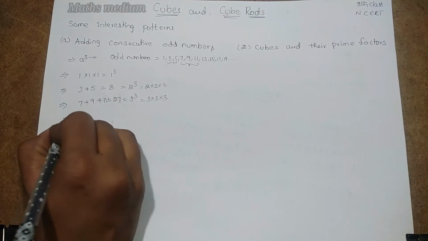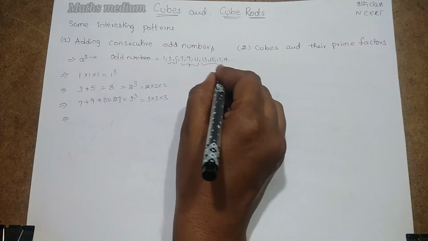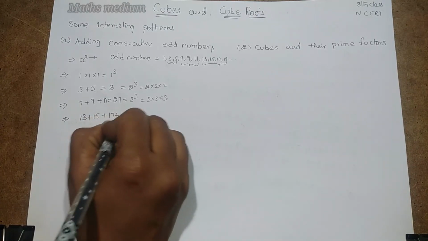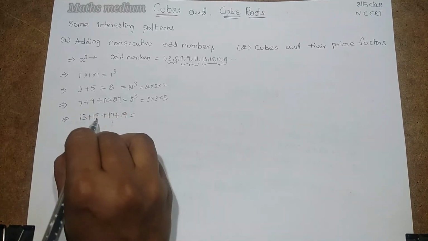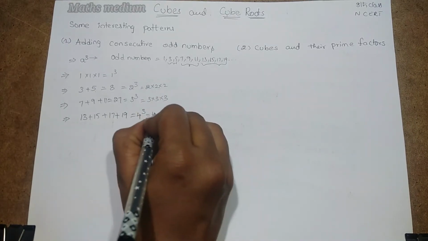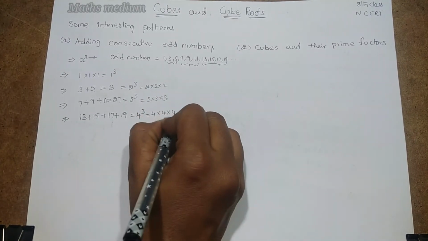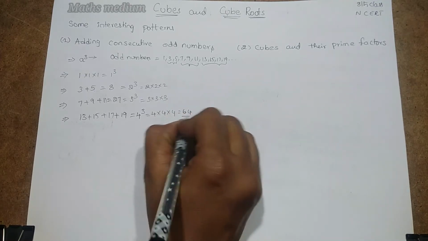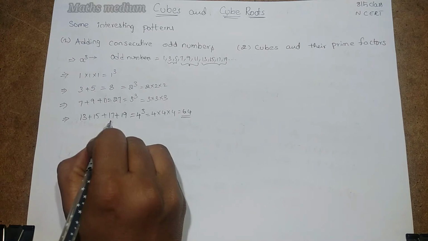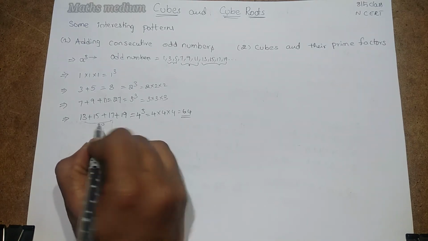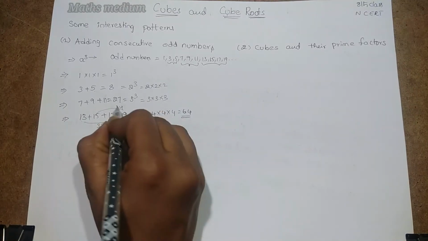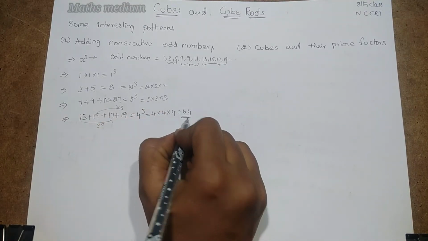If you take these 4 numbers, 13 plus 15 plus 17 plus 19, here we get 1, 2, 3, 4 numbers. It means it is 4 cube, obviously like 4 into 4 into 4, that is equal to 64. Let's check here. 13 plus 17 gets 30, and these two, 15 plus 19, get 34. It means 30 plus 34, here we get 64, right?